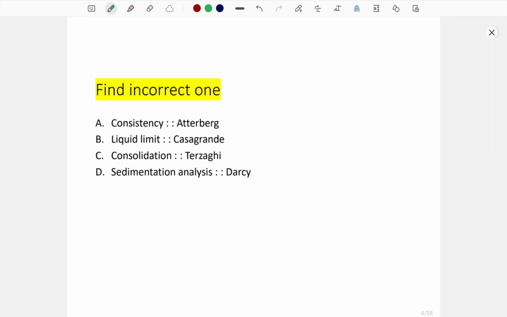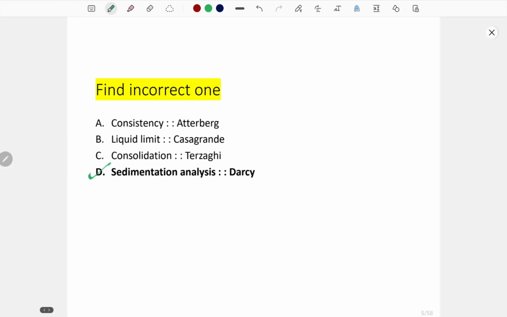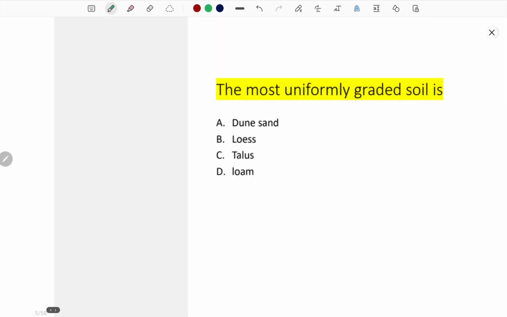Second question, we need to find the incorrect one. Consistency, yes, we are going to identify the consistency with the help of the Atterberg test. So this is right. Liquid limit, yes, Casagrande test. Consolidation, Terzaghi, yes. Sedimentation analysis, that is not Darcy. So who is this? Just write down in the comment. The right answer for this is Stokes. We know Stokes law; for Stokes law, we are going to identify the sedimentation analysis. So the right answer is D, and the right one I have already told you.